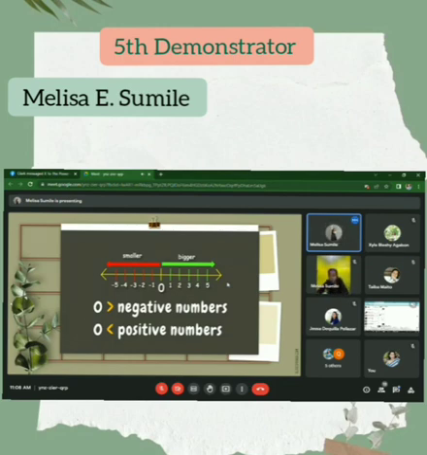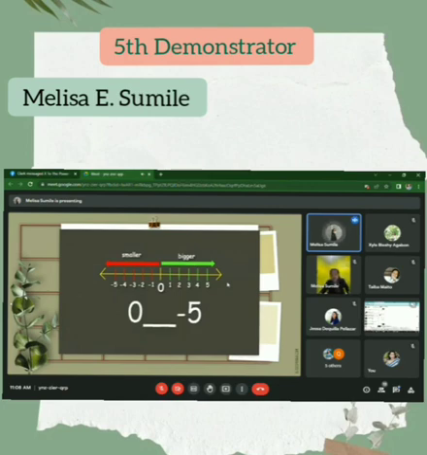Yes, ma'am. Okay, thank you so much. Now let's try an example. Now let's compare 0 and negative 5. What's the answer? Greater than, ma'am. Okay, 0 is greater than negative 5.